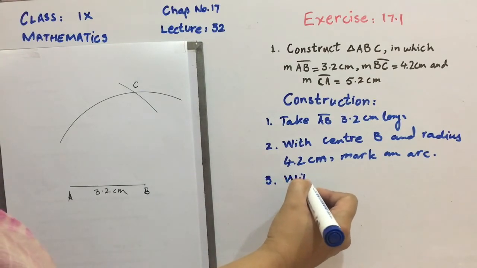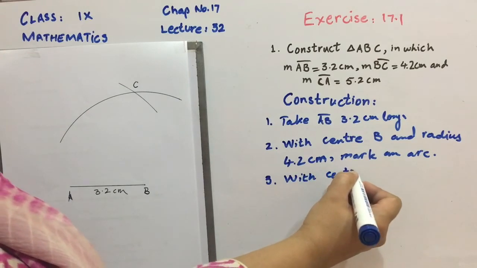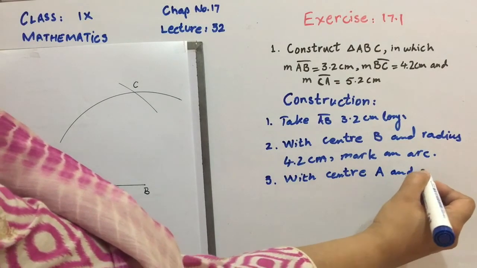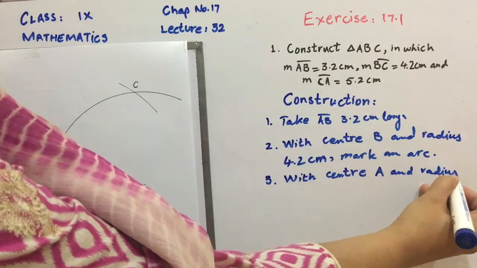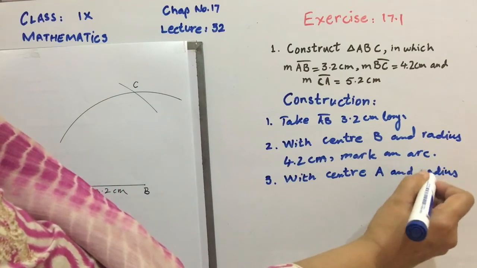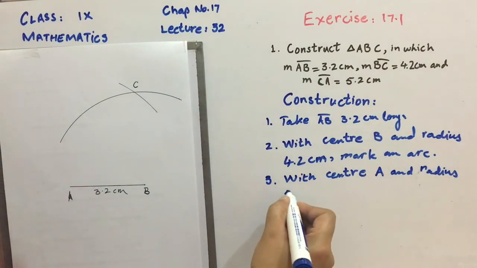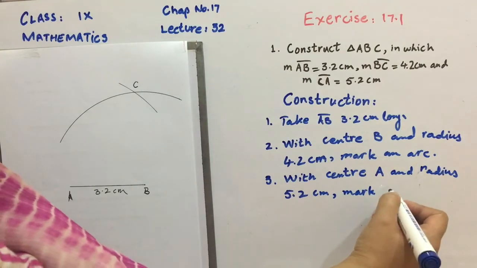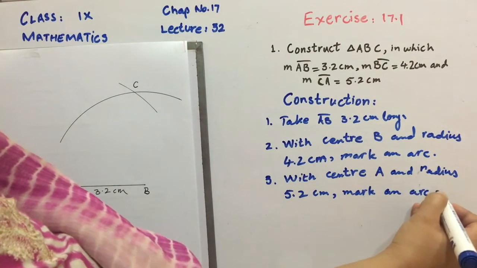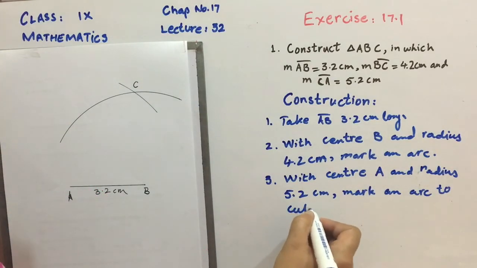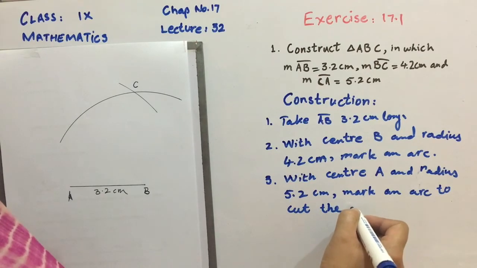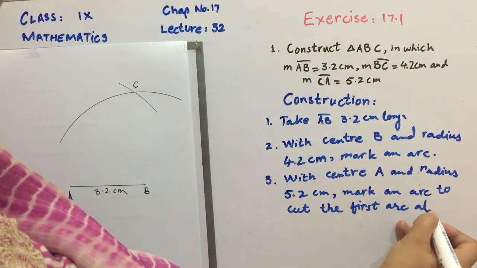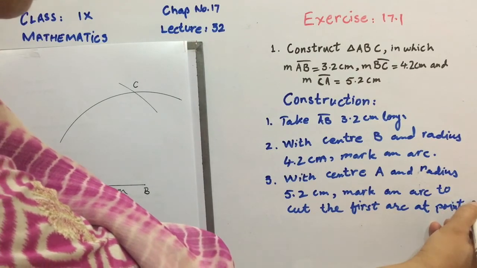With center A and radius 5.2 centimeters, mark an arc, which is the second arc, to cut the previous arc, the first arc, at point C.